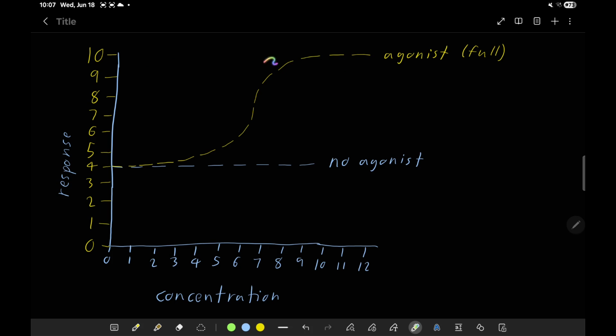So as we saw in the last video, this shape is characteristic of dose-response curves. Again, if you want to learn more about dose-response curves, be sure to check out that video. It's in the description below.